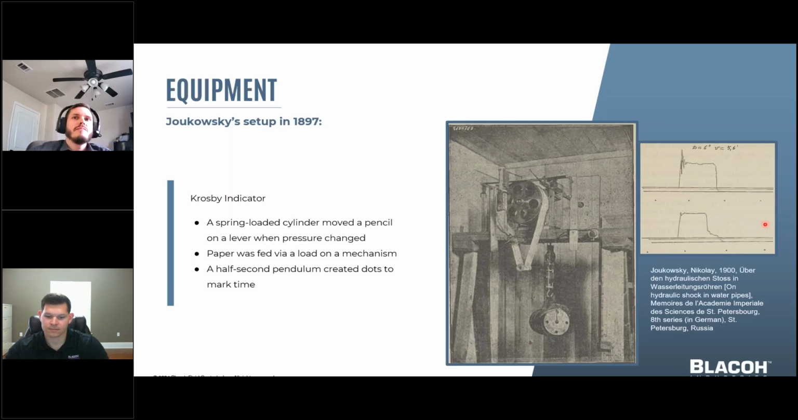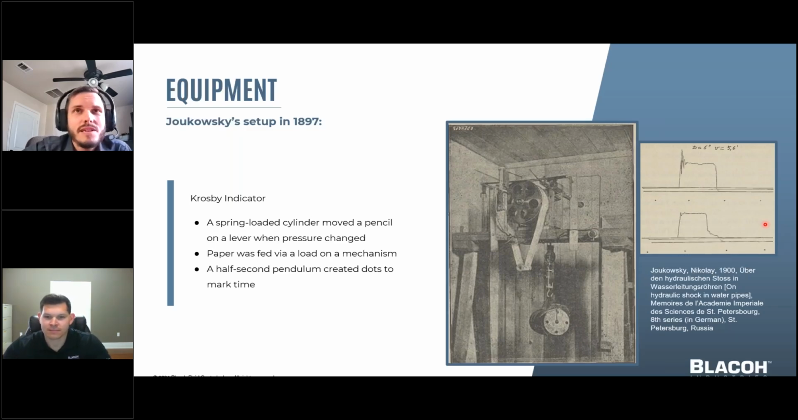We've discussed what transient monitoring is and why it's important. Now let's discuss how it's accomplished. So Joukowsky himself generated what he called shock diagrams. This is fascinating. He did these shock diagrams, as he called them, pressure change with time, using his analog setup in 1897.